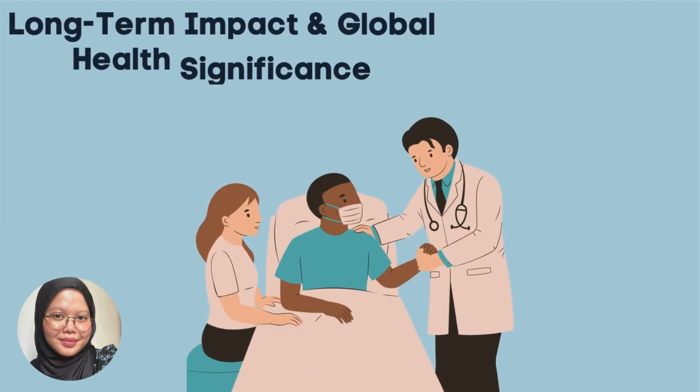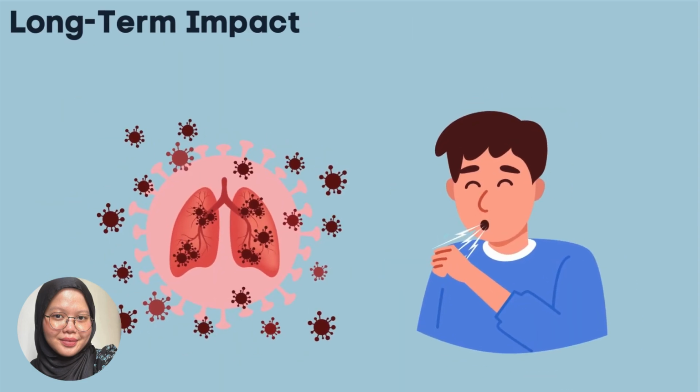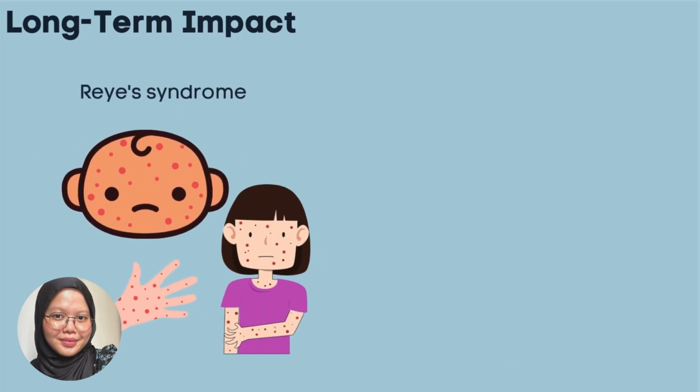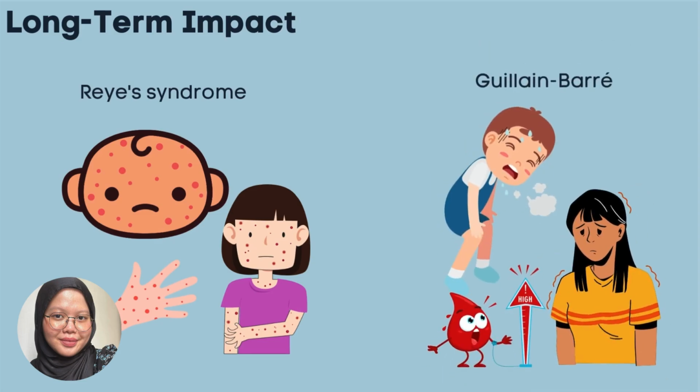Though influenza is usually an acute illness, its long-term effect can be significant. Post-influenza fatigue often lasts weeks, and secondary infections like pneumonia can worsen chronic conditions such as asthma or heart disease. Rare complications including Reye syndrome in children and Guillain-Barré syndrome highlight the potential for severe outcomes.